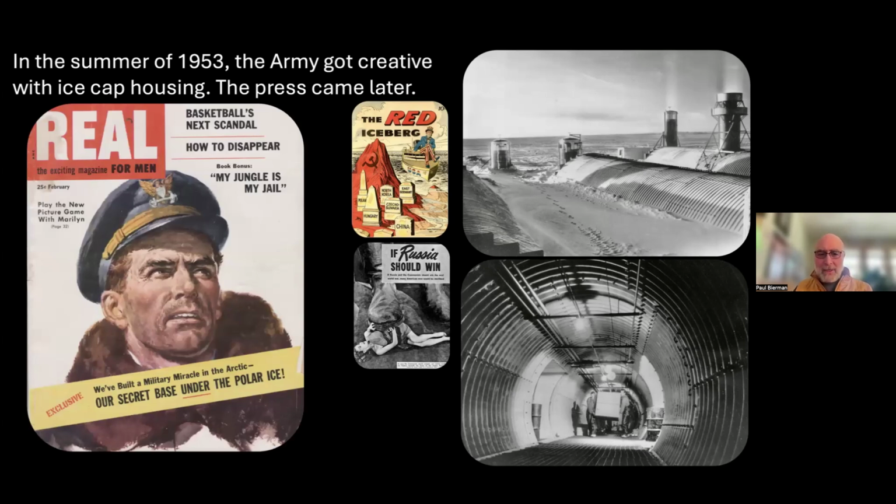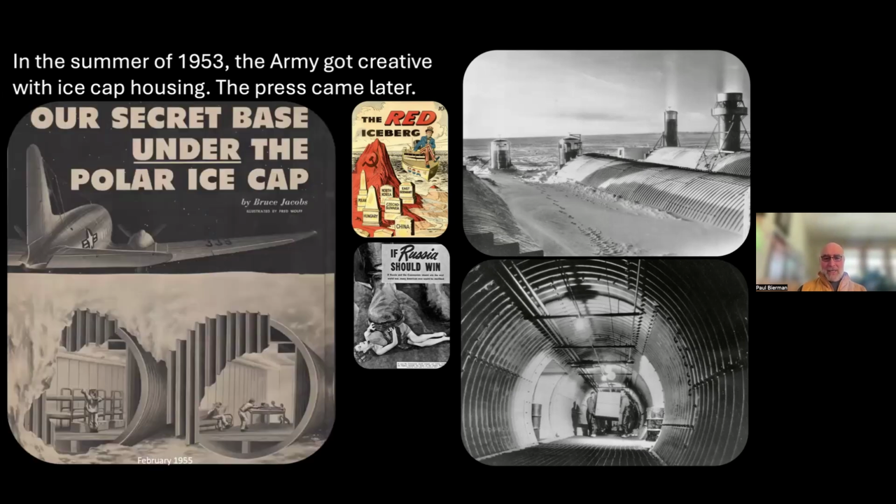In fact, they showed up in magazines like this. This is Real, the exciting magazine for men, with a headline that says, "Our military miracle in the Arctic, our secret base under the polar ice," which goes on for many pages and shows you all sorts of pictures, but doesn't tell you where the base is and just claims it's a weather station. But if you look closely, this is 1955. If you look closely, these are militarily supplied bases, of course. And this is the artist's rendition of what they look like.